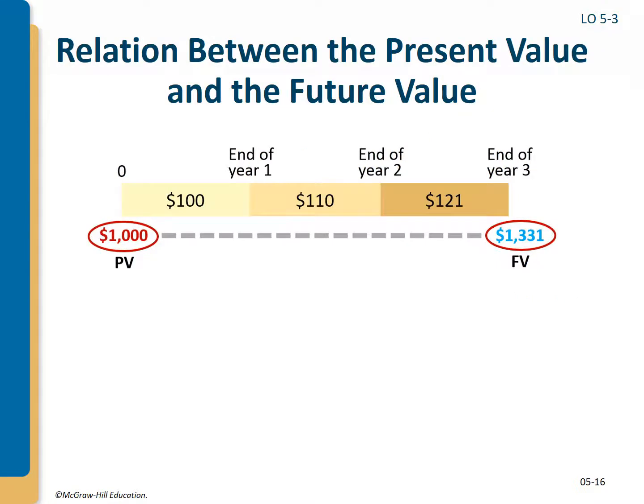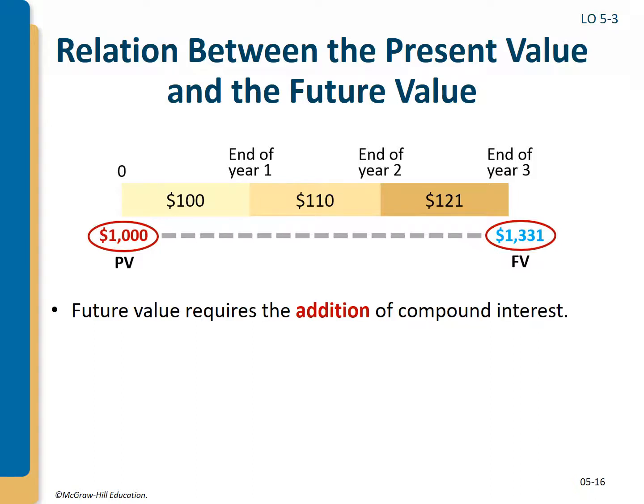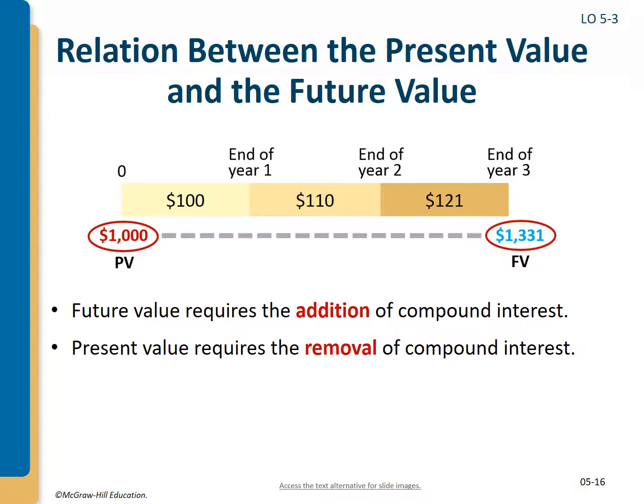So again, our relation between the present value and future value. Present value is today, time zero, whatever time zero is. It could be October 7th. Future value is October 7th in 3 years. Okay, so it's not saying calendar year here. Future value requires the addition of compound interest because that $1 is always worth more in the future because of interest, where present value requires us to remove interest. We know what it's worth with the interest at the end of 3 years, so we've got to remove the interest component to find out what we need to invest to get to that point.